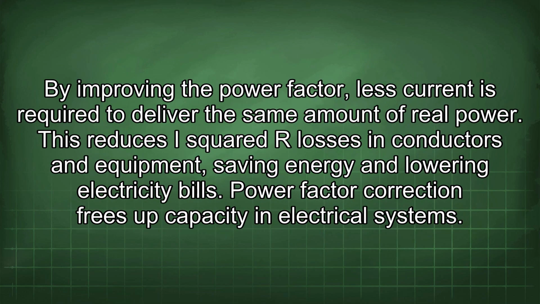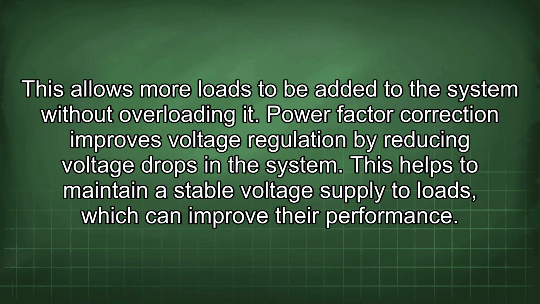losses. By improving the power factor, less current is required to deliver the same amount of real power. This reduces I²R losses in conductors and equipment, saving energy and lowering electricity bills. Power factor correction frees up capacity in electrical systems. This allows more loads to be added to the system without overloading it.